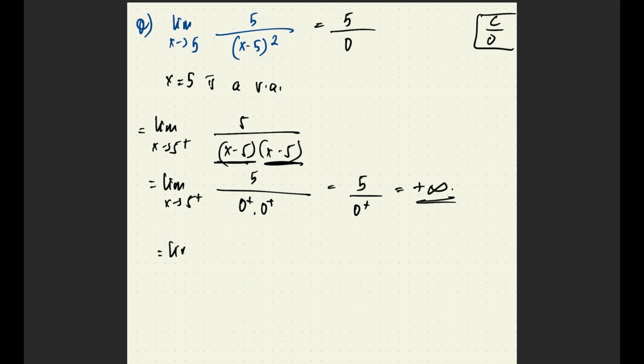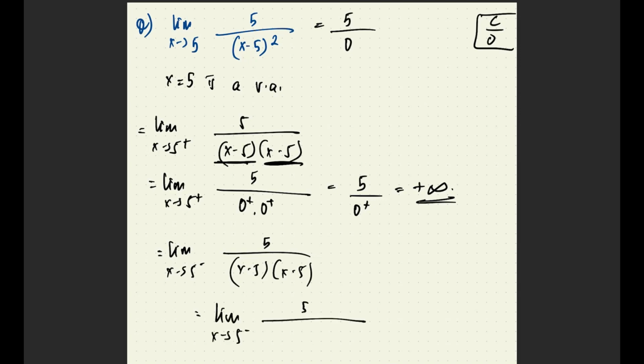Now let's do the limit as x approaches 5 from the left hand side. So this is going to be 5 divided by x minus 5 times x minus 5. Now as we are approaching from the left hand side, that means our number is slightly lesser than 5. So let's do this part. A number that's slightly lesser than 5 minus 5 itself is going to be a very, very small number, almost close to 0, but negative. Multiplied by the same thing over here, right? A number that's slightly smaller than 5 minus 5 is the same, a very, very small number close to 0, but negative.